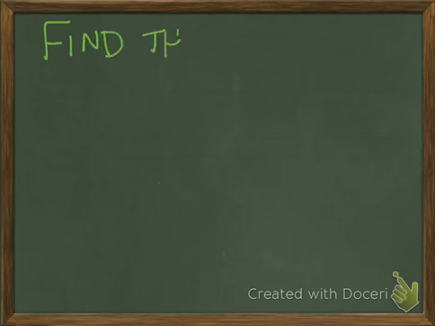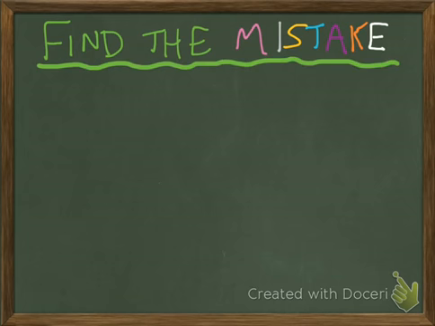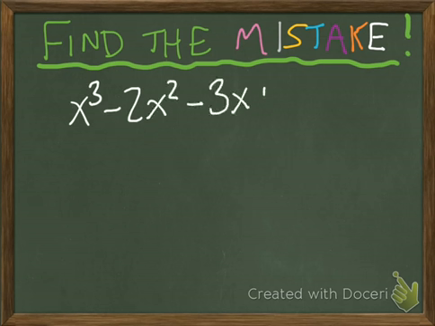Okay, so now let's find the mistake. We're going to look at a completely factored polynomial, and I'm going to go through the whole process. We're going to factor by grouping, and one mistake is going to be made. I want you to find it. Okay, so our polynomial is x cubed minus 2x squared minus 3x plus 6.